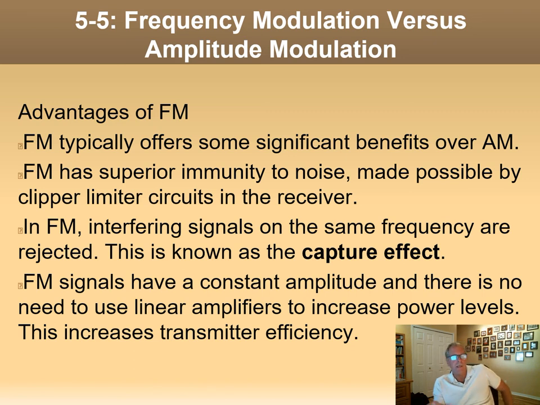The other big thing about FM is that you can use Class C transmitters. Remember, Class C are either all the way on or all the way off, so they're very efficient. So they have constant amplitude. You don't have to use linear amplifiers like in AM that have a varying amplitude on the output. You can go full on and full off on your transmitter, and it increases transmitter efficiency tremendously. So you can use a Class C.